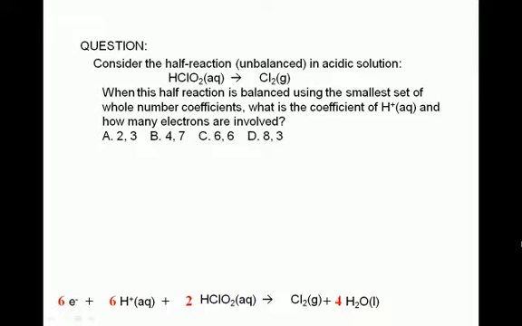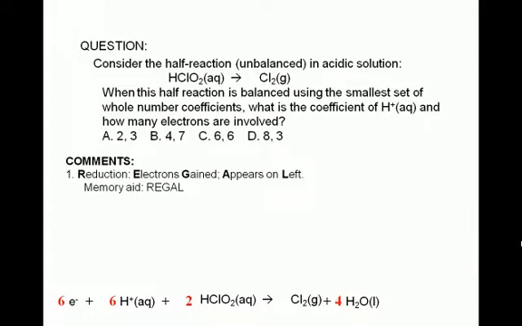A couple of comments. The half reaction we have here is a reduction half reaction. Reduction involves a gain of electrons, and electrons will appear on the left-hand side, as in this case. A good memory aid for this is the acronym REGAL. In reduction, electrons are gained and they appear on the left-hand side of the balanced half reaction. Conversely, if we find the electron on the right-hand side, we have an oxidation half reaction. Oxidation involves a loss of electrons.